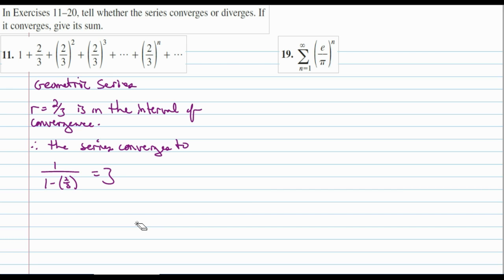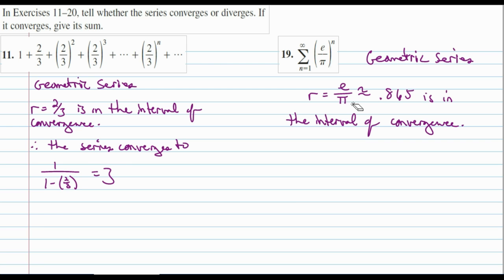The other now try problem, number 19, is in summation notation. We're going to start out with n equals 1 and then go to infinity. So the first term would be e over pi to the first, then plus e over pi squared, plus e over pi cubed, etc. Well, each time we're getting a new multiplier of e over pi. So that is a geometric series. It's getting multiplied by the same thing every time. And e over pi, which is about 0.865, is in the interval of convergence. It's just under 1.